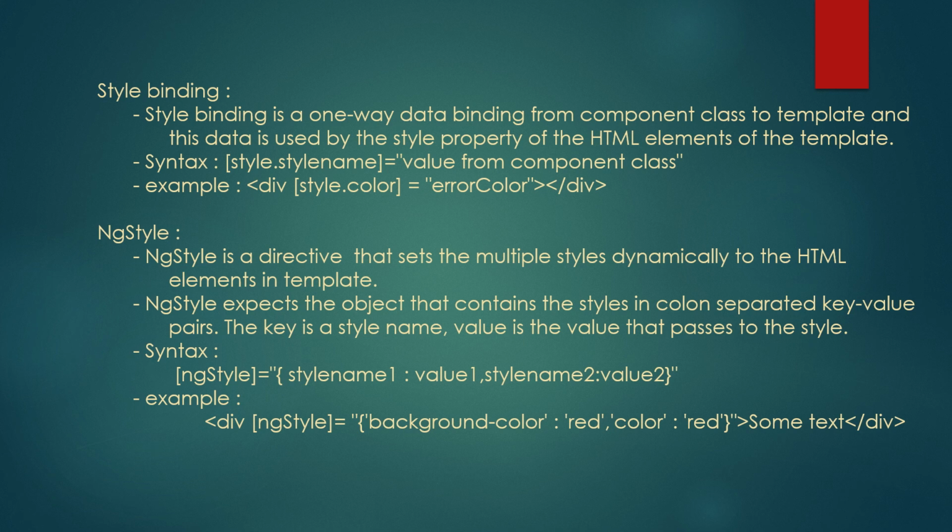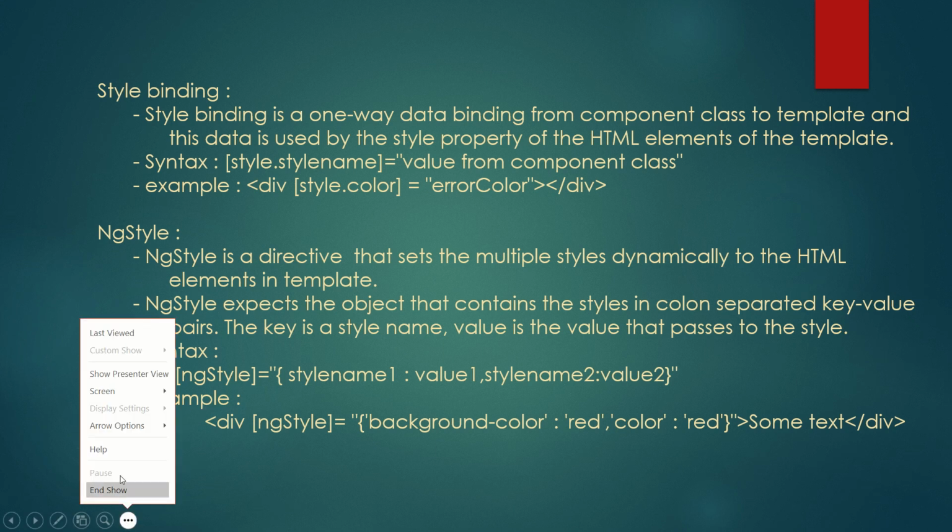These multiple styles can be represented as an object that contains key-value pairs. The key represents the style name, and the value represents the value coming from the component class. Syntax: this ngStyle we need to specify in brackets, is equal to, within curly braces we need to specify the multiple styles, style colon value. Let us try to understand all these things with a simple example program.